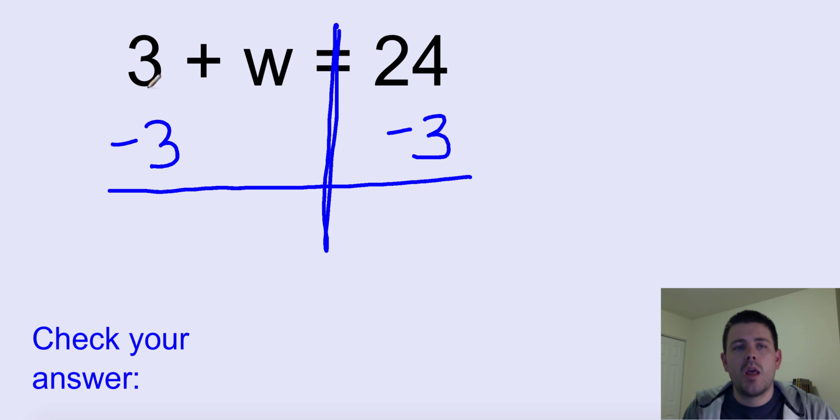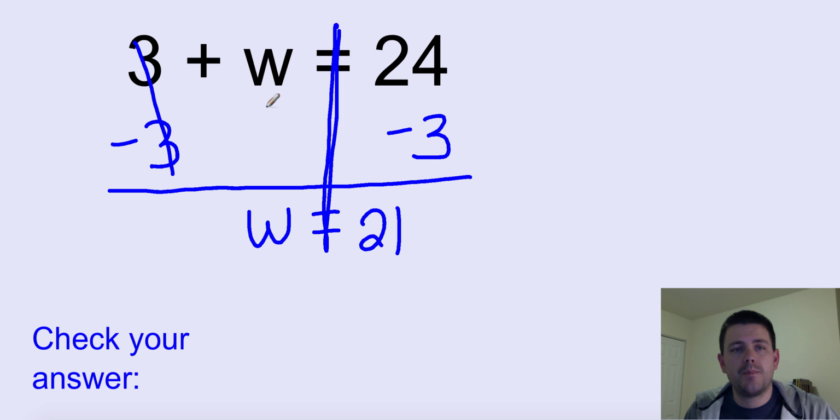Okay? There was 3, but I took it away. 3 minus 3 is 0, so that piece disappeared, and all I'm left with is my w. That's our goal. We want to get that variable all by itself each time. 24 minus 3 is 21. So if we've done the problem correctly, we should be able to plug a 21 in for our variable and make it a true statement.